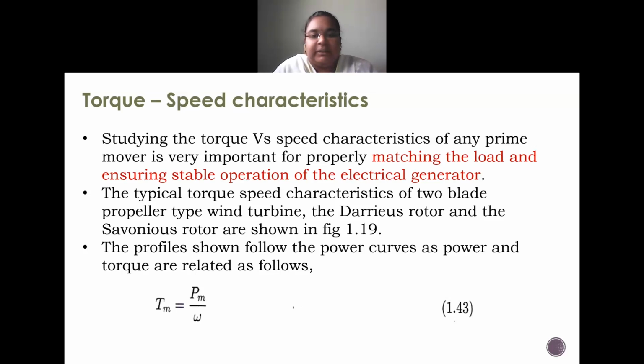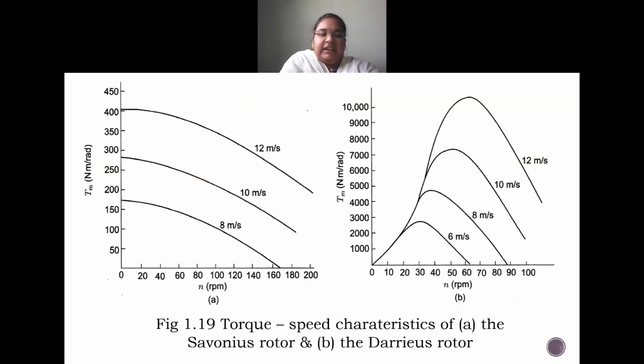The typical torque speed characteristics of a two-blade propeller type wind turbine, the Darrieus rotor and the Savonius rotor are shown in figure 1.19. Here he is giving us a graph of the torque speed characteristics of different types of rotors. The first graph is the Savonius rotor. If we look at this graph, we can say that the torque at the starting is maximum and it is getting reduced as the speed is increasing.